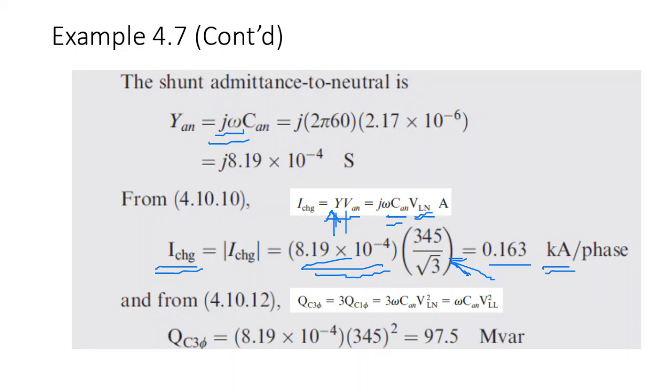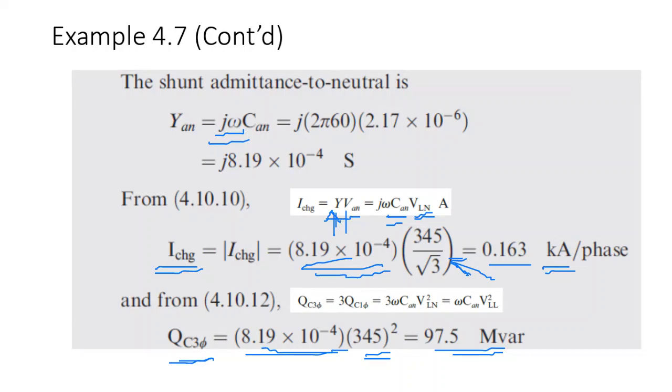Okay, so the kilovar here is 97.5 megavar. And this is for the 3 phase now. How do we know? We know it from here. This is the charging, the admittance times the V line to line squared, V line to line square times Y. That gives you 97.5 megavar for 3 phase.